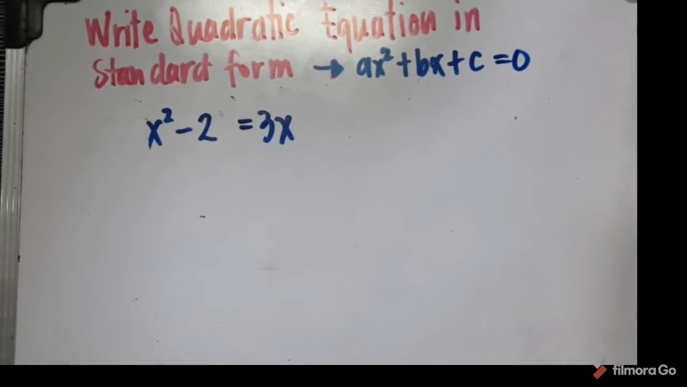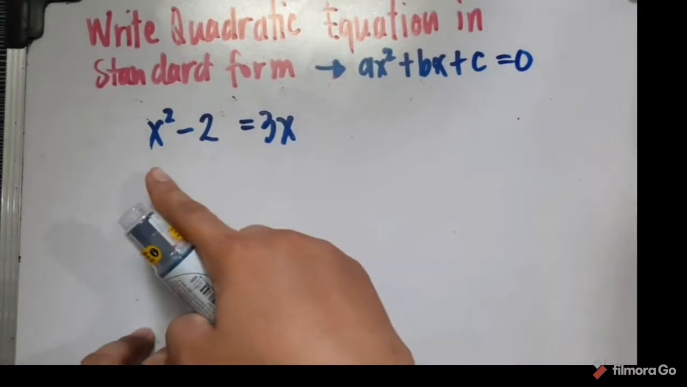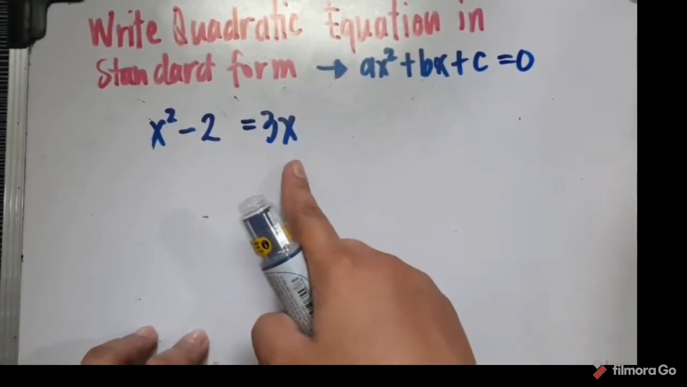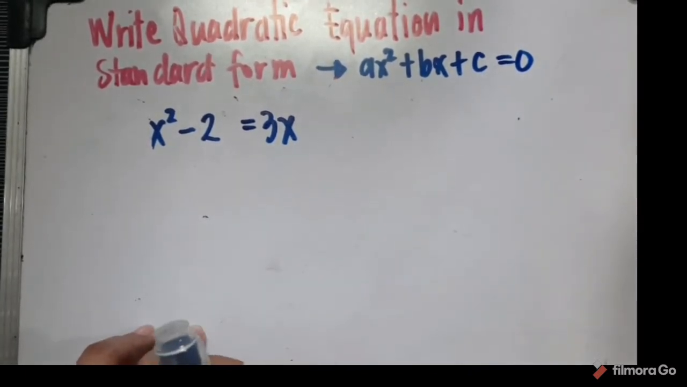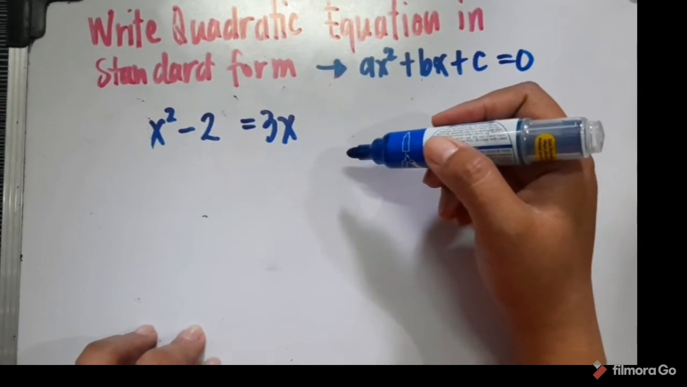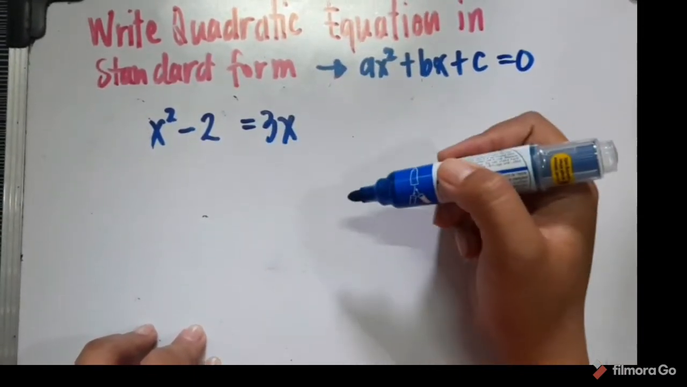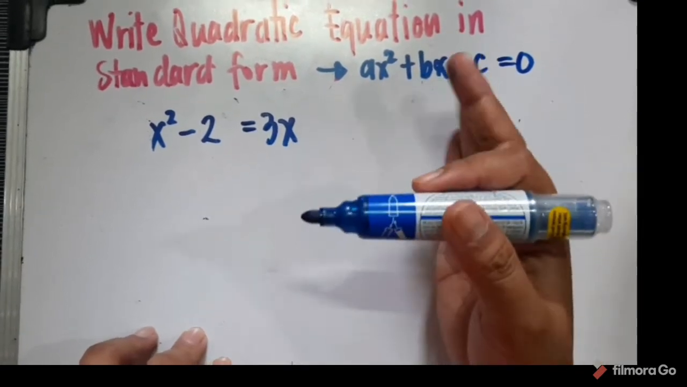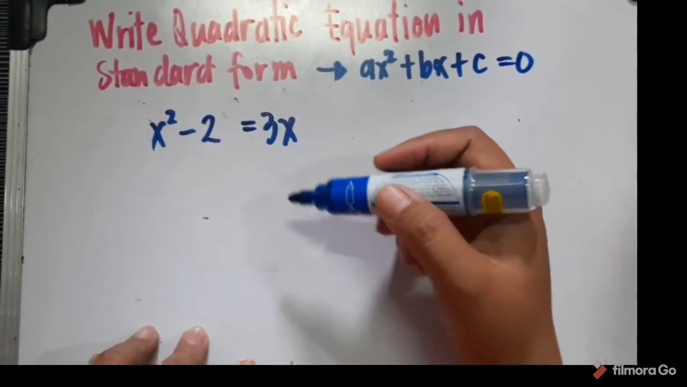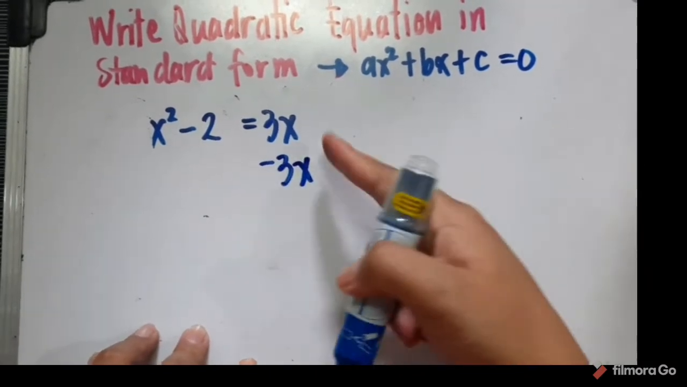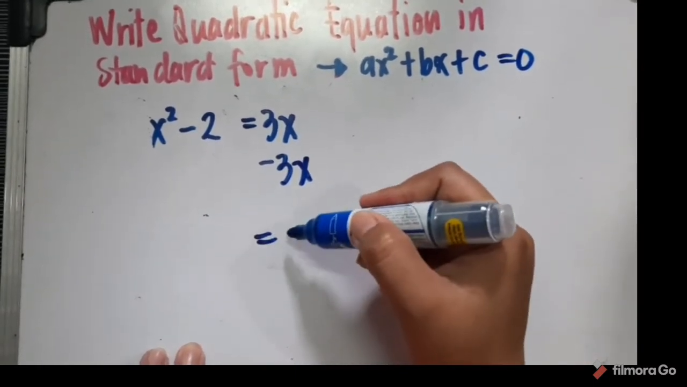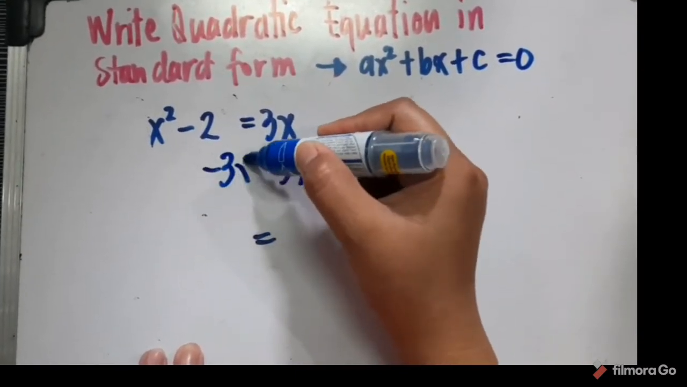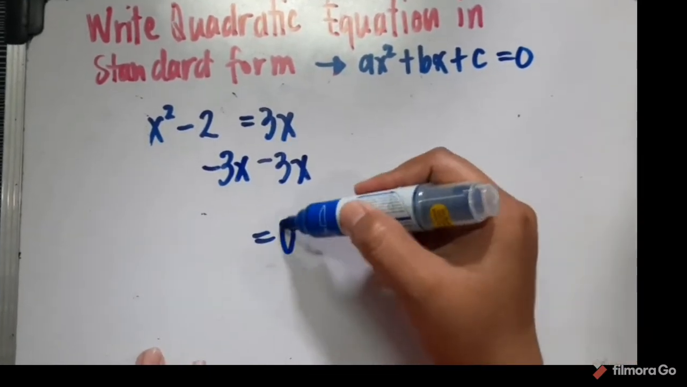For our next given, to write the quadratic equation in standard form is x squared minus 2 is equal to 3x. To do that, first we apply the addition property of equality, or the additive inverse of positive 3x, to make the right-hand side of the equation equal to 0. So, that would be negative 3x. Positive 3x plus negative 3x is equal to 0. Make sure to add this on both sides of the equation to make it balance.